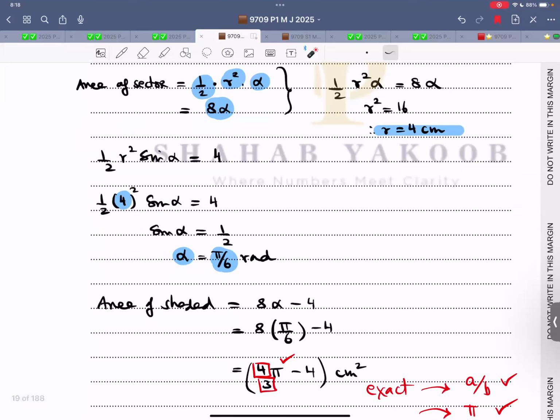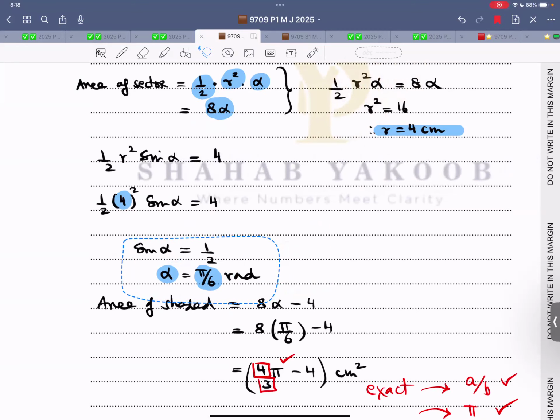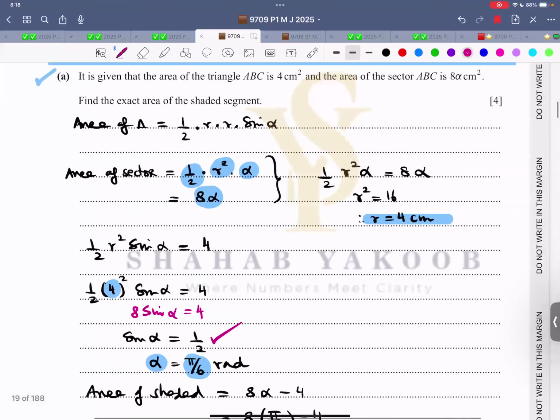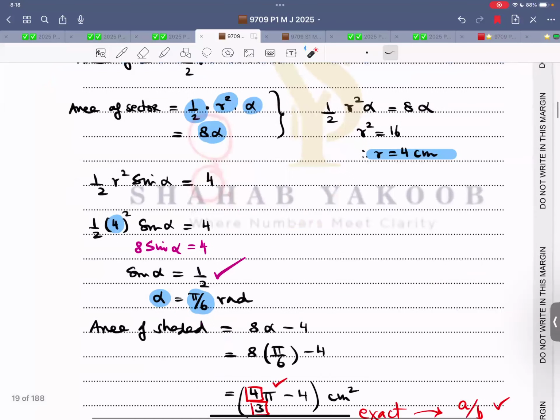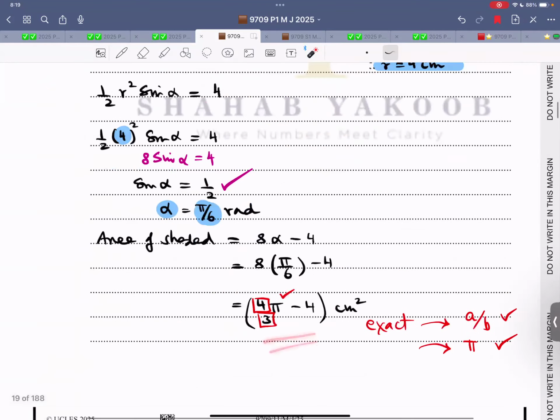So let me write one more step over here, which I think I skipped. Okay. So now over here, this is 8 sine alpha is 4. Therefore, sine alpha is half. Alpha is 30 degrees, in radians it's pi by 6. Area of shaded region. You don't have to do the working all over again because area of sector is 8 alpha. Area of triangle is 4. All you need to do is to plug in pi by 6 and this answer is in the exact form.